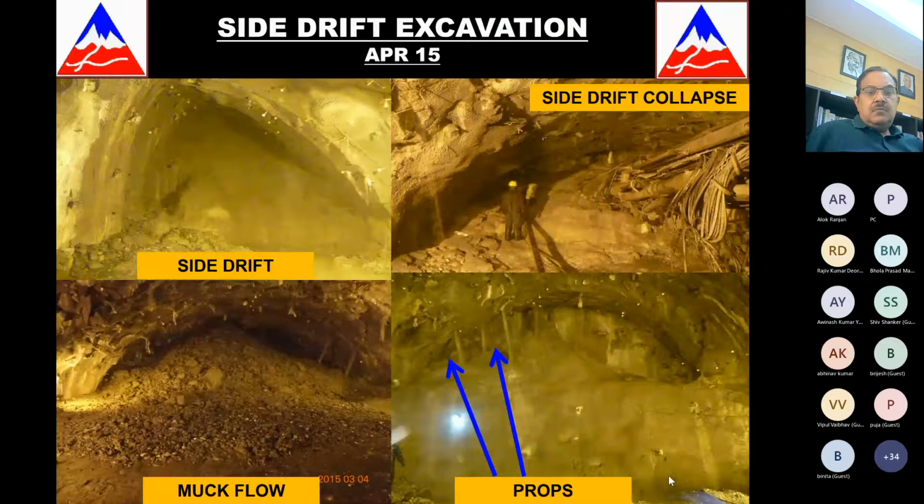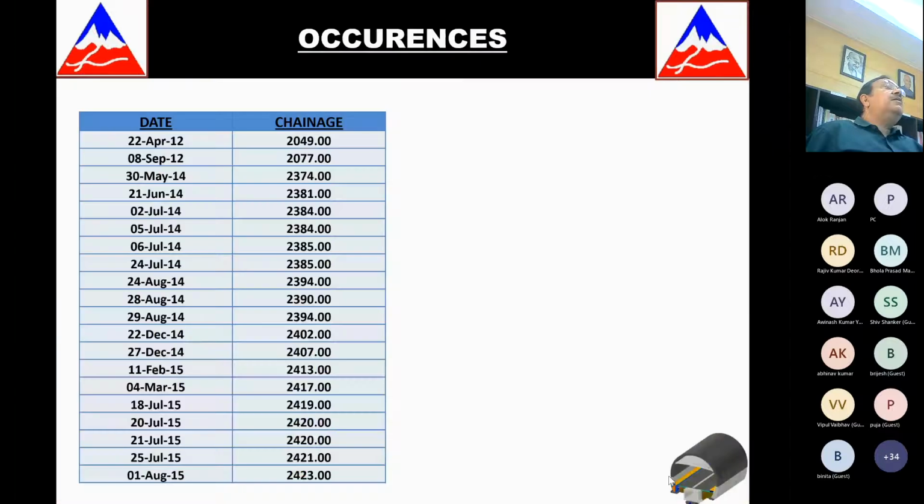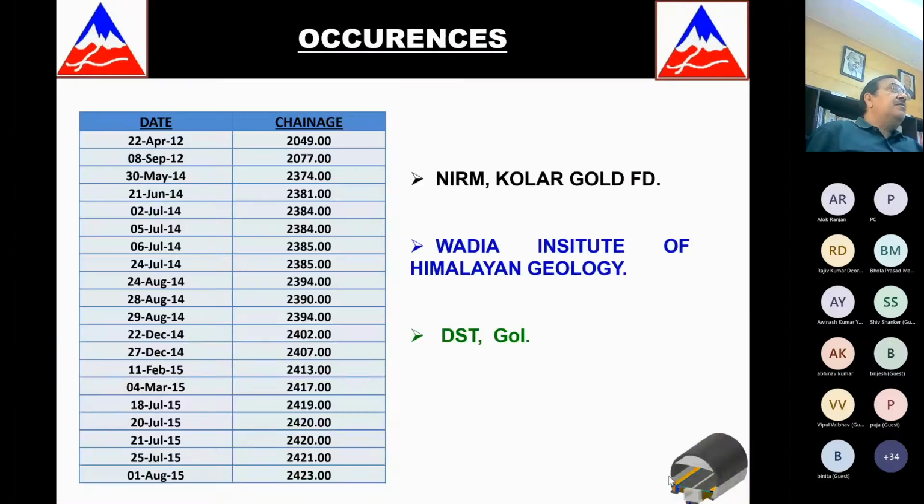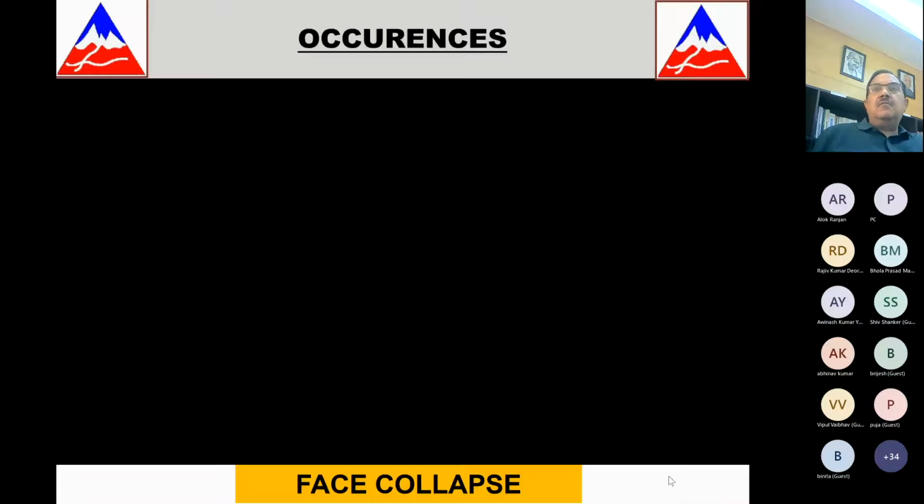So we tried a side drift to divide it into half. But the side drift also collapsed. We tried to put props and all on the other side, but that also didn't help us. People from NIRM and Wadia Institute even gave us suggestions, but none of them were enough for the site that we were on.